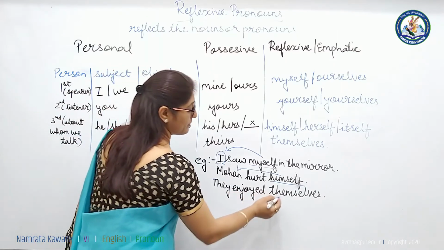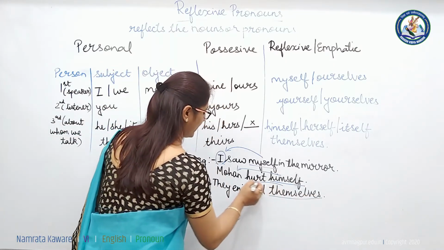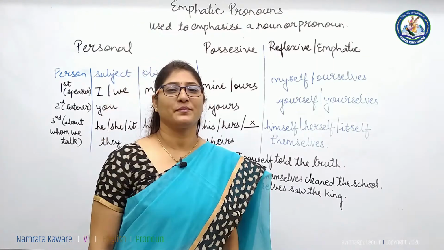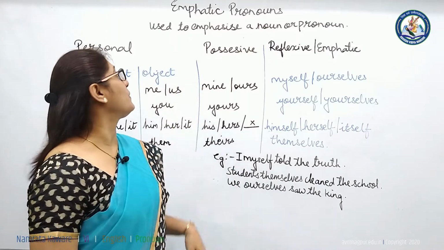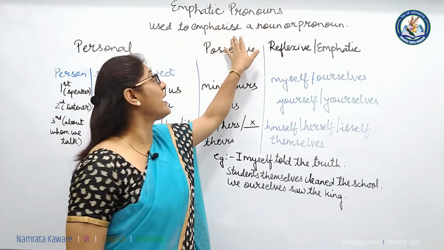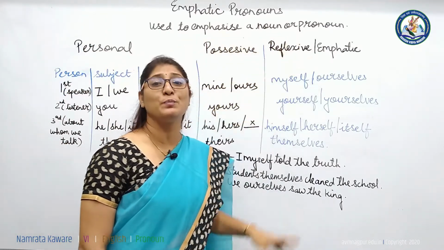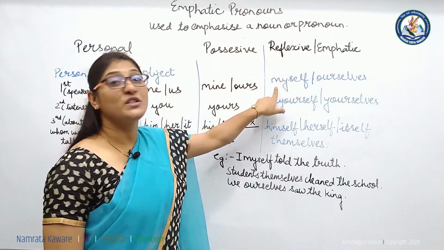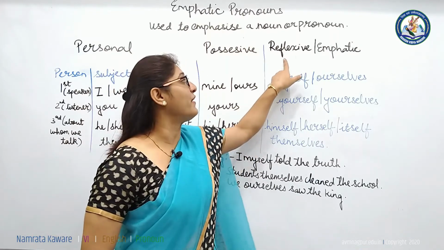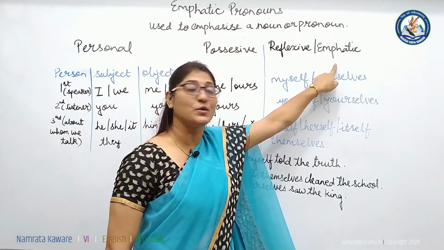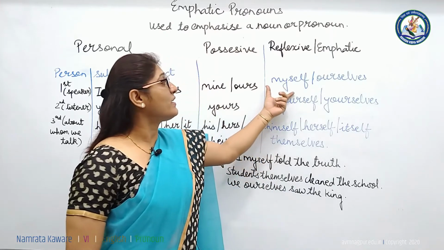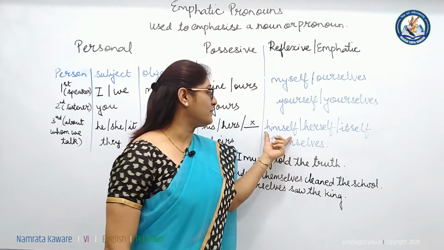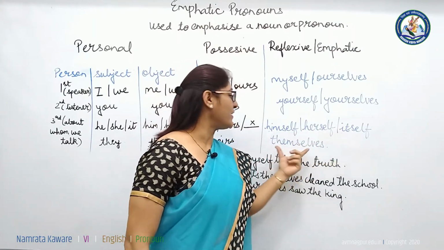So himself is a reflexive pronoun over here. They enjoyed themselves. Again, themselves is reflecting they. So themselves is a reflexive pronoun over here. Now let's learn emphatic pronouns. Emphatic pronouns are used to emphasize a noun or a pronoun, to put a stress on a noun or a pronoun. The forms which we use are the same for reflexive and emphatic. I had also mentioned this earlier. The words are the same: myself, ourselves, yourself, yourselves, himself, herself, itself, themselves.